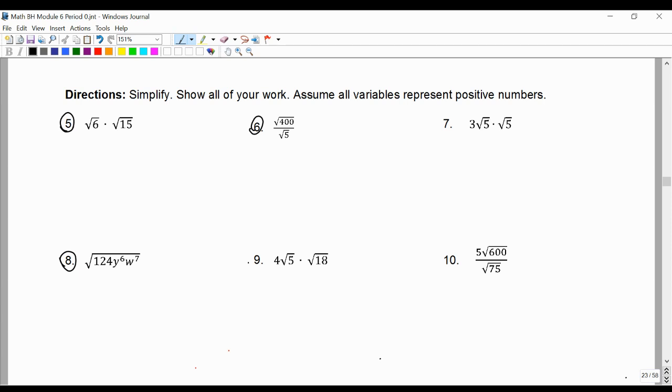And it does say we're going to assume all variables represent positive numbers. So we're going back to more problems involving variables, kind of like the one in the first video, where there was one that had some variables.